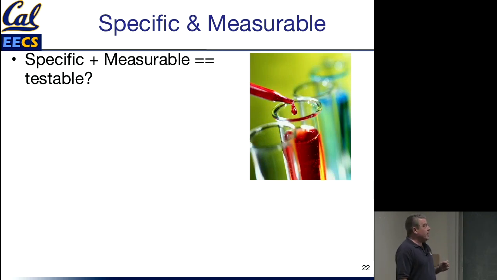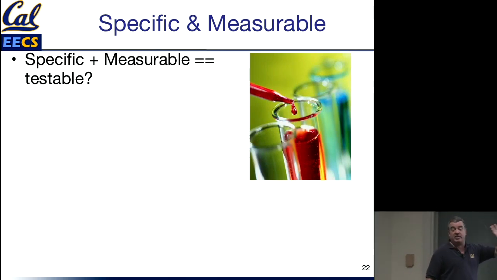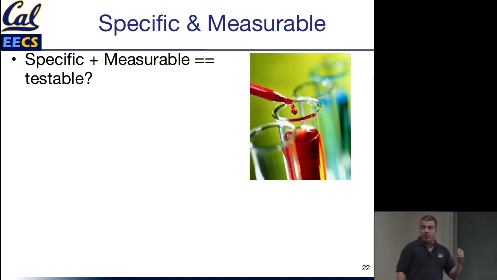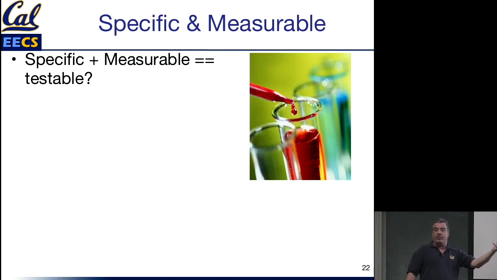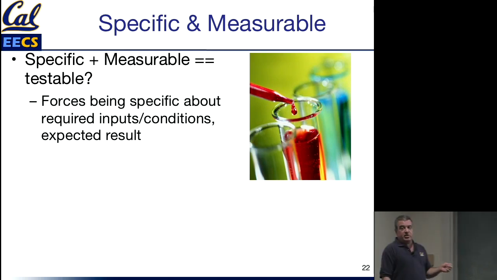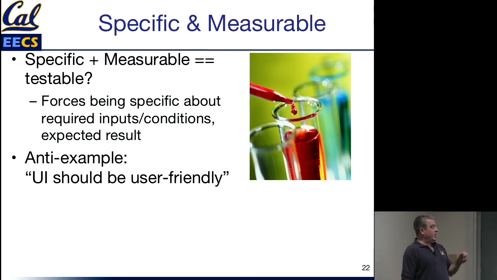Specific and measurable. By the way, if something is not both specific and measurable, it's really hard to test it. So I'm just going to start with that. Remember that for us, one of the goals is, can we use the stories not only to describe what is to be built, but eventually to actually test, by running the app, that it functions as we expected? So this means that we have to be specific about inputs and conditions to the stories and what the expected result is. That's why, this is a sort of stupid anti-example, but the UI should be user-friendly.